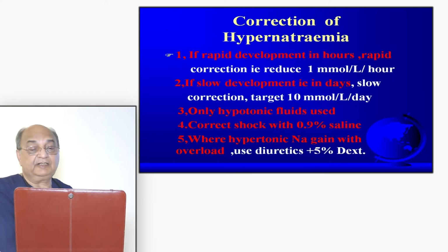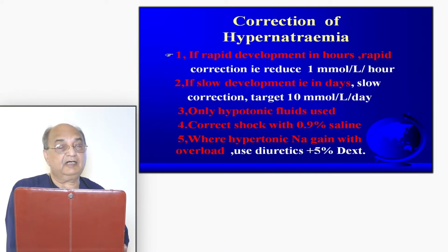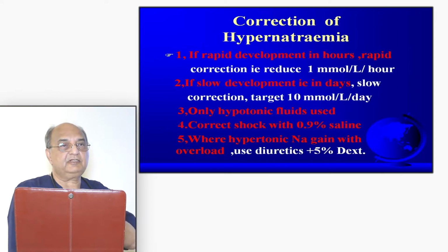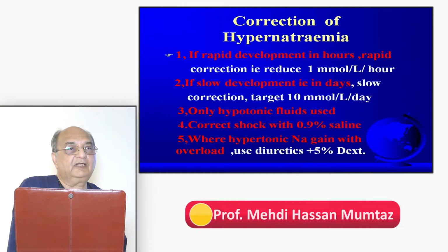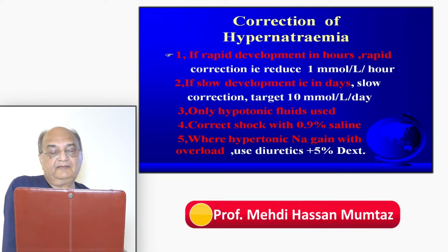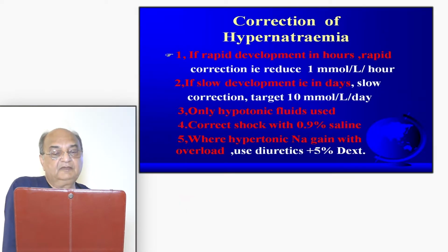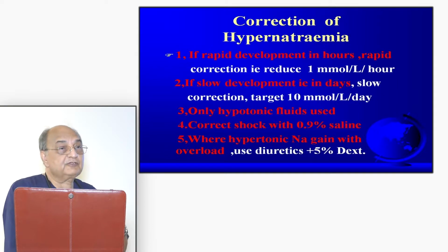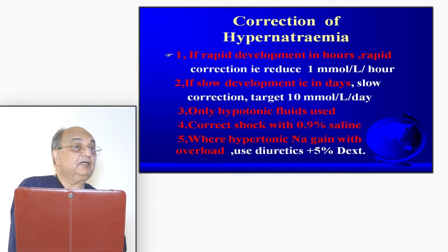Now, correction of hypernatremia: if rapid development in hours, if the patient develops hypernatremia very fast, then rapid correction should be done. It means reduce 1 millimole of sodium per liter per hour. This is a regime we always follow in ICU. It's the quickest way. If slow development, that's in days, you do slow correction. That target is 10 millimole per liter per day. Not per hour, per day: 10 millimole per liter per day.